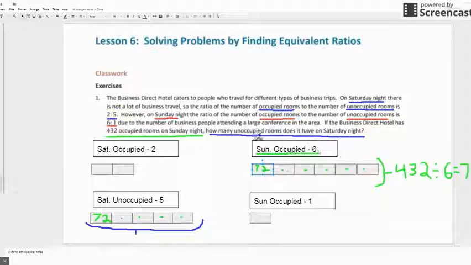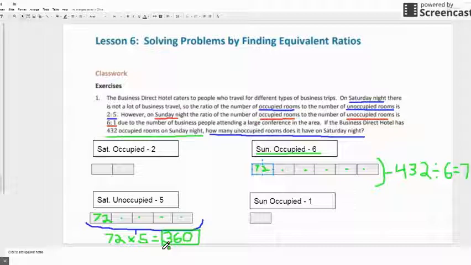So to figure out how many unoccupied rooms it has on Saturday night, we take our 72 in each of these boxes and multiply it by how many boxes? 1, 2, 3, 4, 5. And so to figure out how many unoccupied rooms they have on Saturday night, we do the multiplication. I'm just going to do the multiplication for you real quick. It is 360. So to answer the question, we have 360 unoccupied rooms on Saturday night.